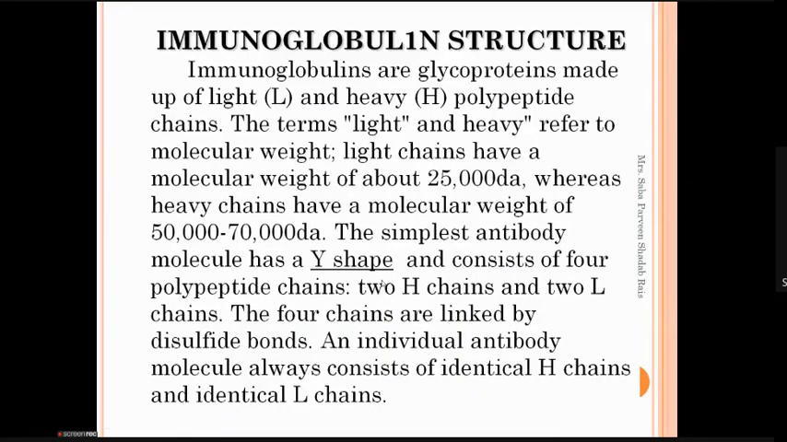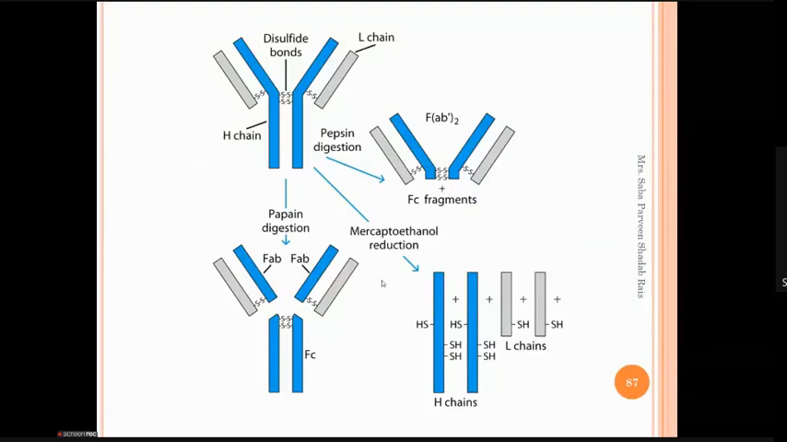The four chains are linked together by disulfide bonds, and an individual antibody always and always consists of two identical H chains and two identical L chains. Now these L chains and H chains have various isotypes. Isotypes means the various forms. You can see here the disulfide bonds.